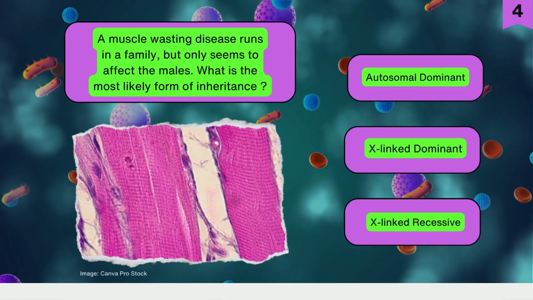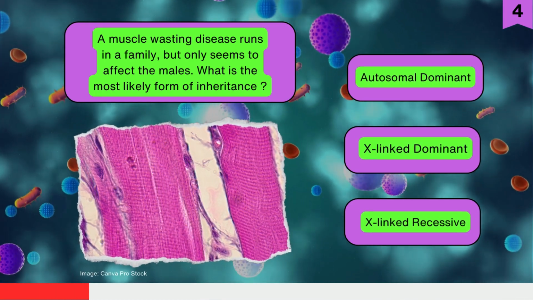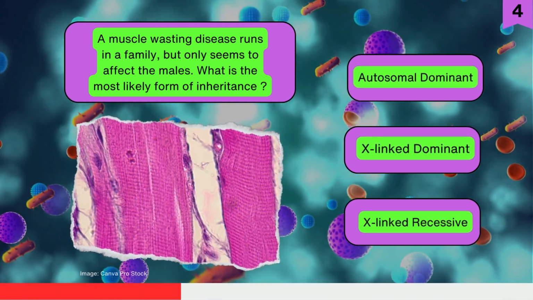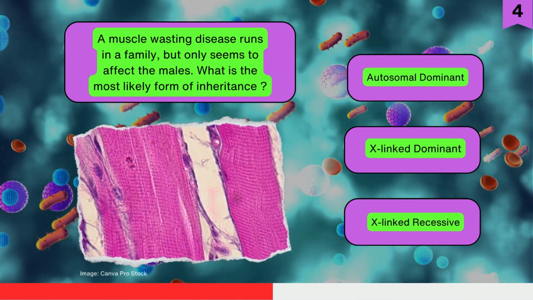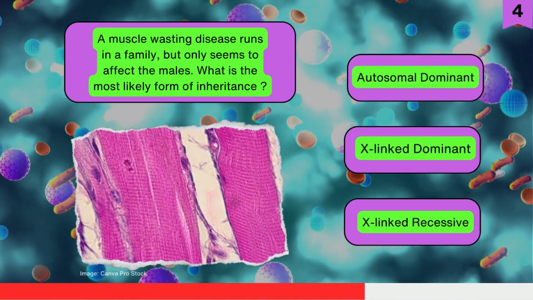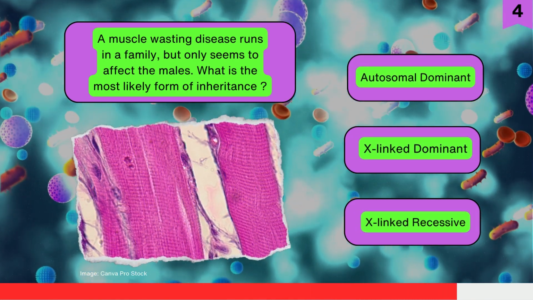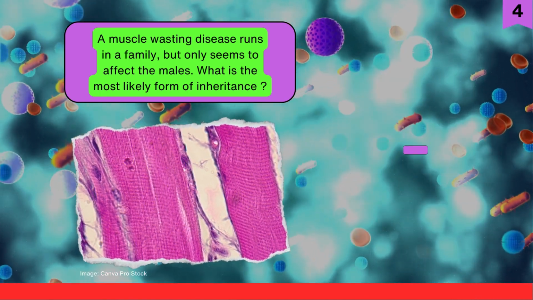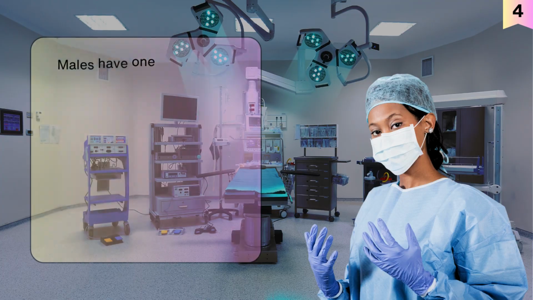A muscle wasting disease runs in a family, but only seems to affect the males. What is the most likely form of inheritance? X-linked recessive.